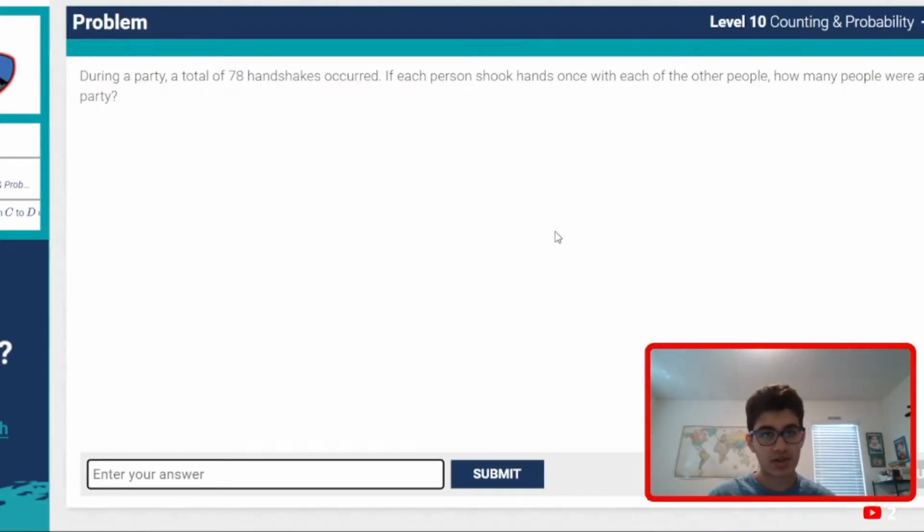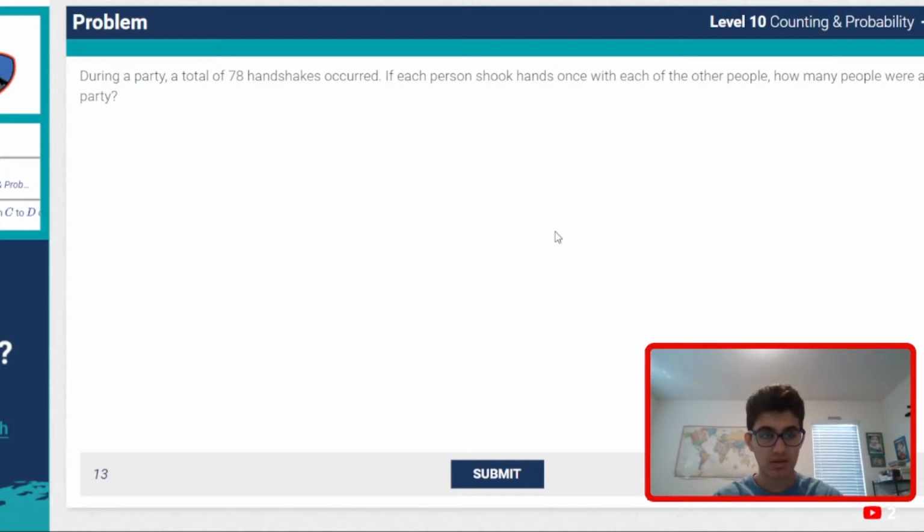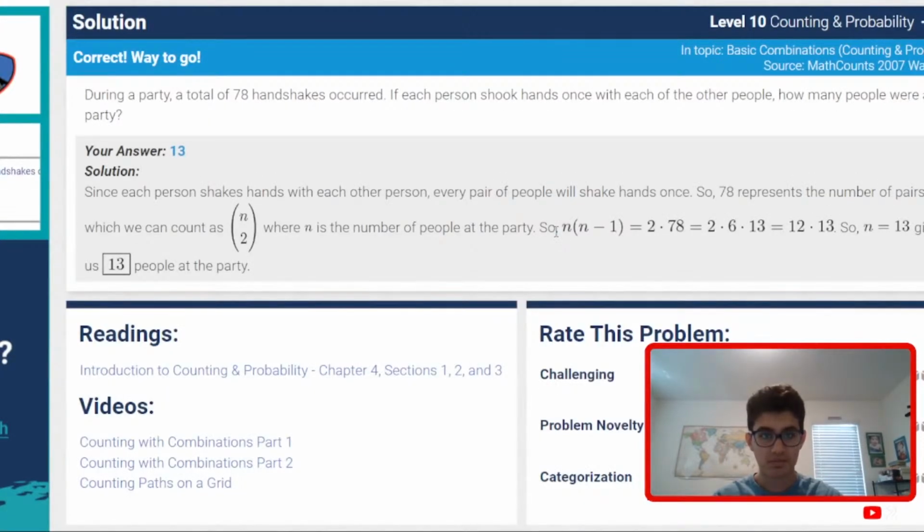During a party, a total of 78 handshakes occurred. There's a formula for this, right? N times n minus 1 over 2. So multiplied by 2, that gives you 156. So what would be slightly higher? That's 13. So there are 13 people. 13 times 12 over 2.